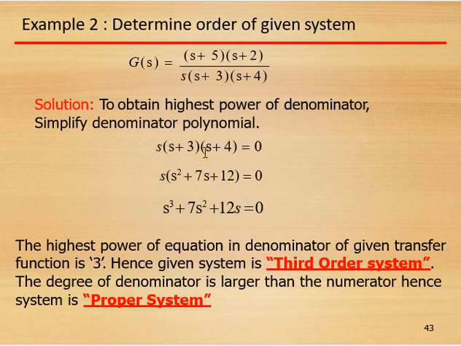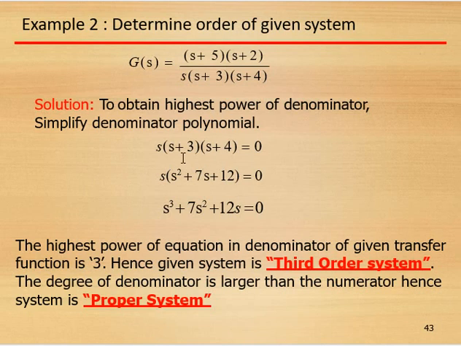We have to use this term characteristic equation in upcoming chapters. Just keep in mind that when we equate the denominator of a given system to 0, that becomes the characteristic equation. So this is the characteristic equation. Let us solve this.